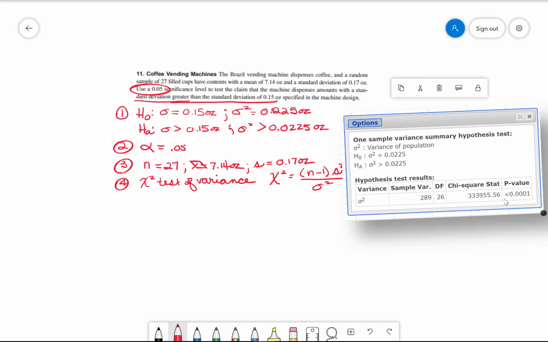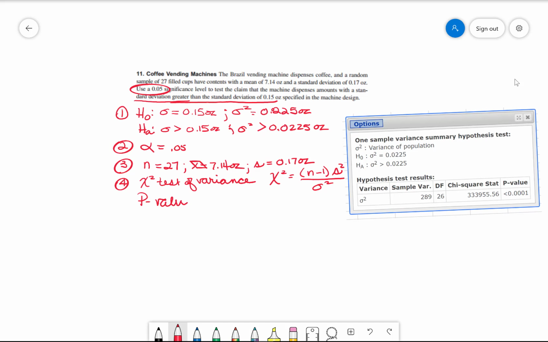I have an extremely small p-value. So let me go back, I know my p-value is less than alpha. So that means, and three dots in math means therefore, this is statistically significant. When something's statistically significant, I have evidence against my null hypothesis. So I can reject my null hypothesis. And that's all that ever goes in step five. Step six is going to be my summary.